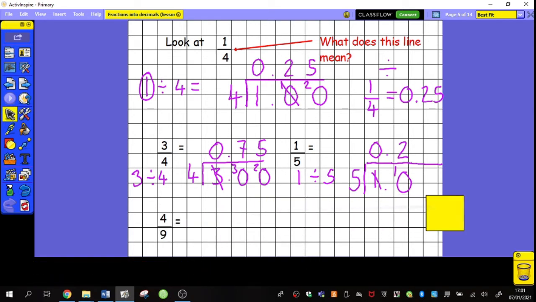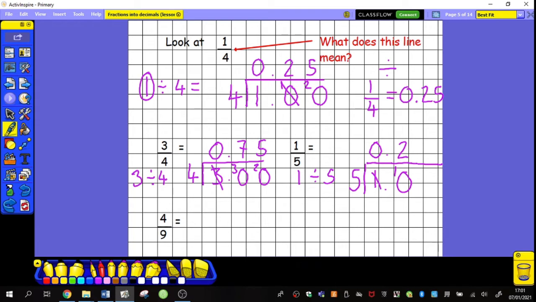I'll do one more, rather tricky one this time. So, 4 9ths. What does 4/9 mean? It means 4 divided by 9. So, for the last time, I'm going to do my bus stop method. I'm going to do another line because that wasn't straight enough. There we go. Okay, so the first digit, the 4, goes inside. What I'm dividing by goes on the outside, and I'm going to ask myself, how many 9s go into 4?